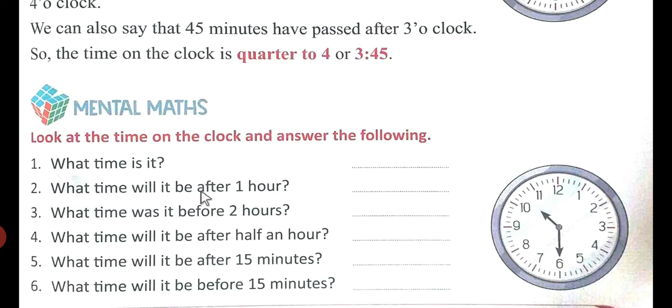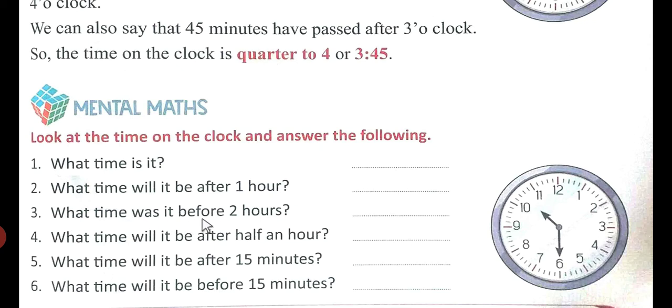What time will it be after 1 hour? After 1 hour, the hour hand will be between 11 to 12 and the minute hand will be on 6. After 1 hour, it will be 11:30. So you will write here 11:30.